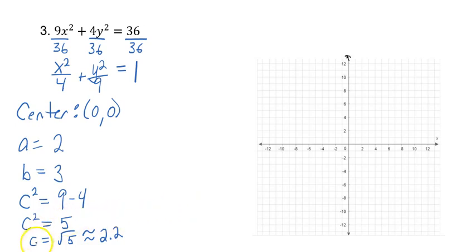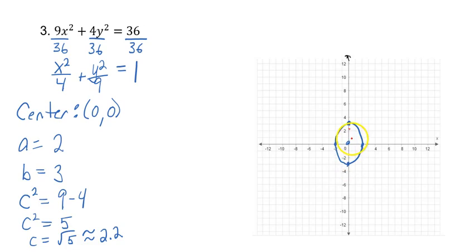And I'm going to pause for a minute and let you try to draw this. If you're watching at home, please hit pause. Okay, so if you are drawing this, your center was at 0, 0. Since A was 2, you should have gone left and right 2. Since B was 3, you should go up and down 3 from the center.